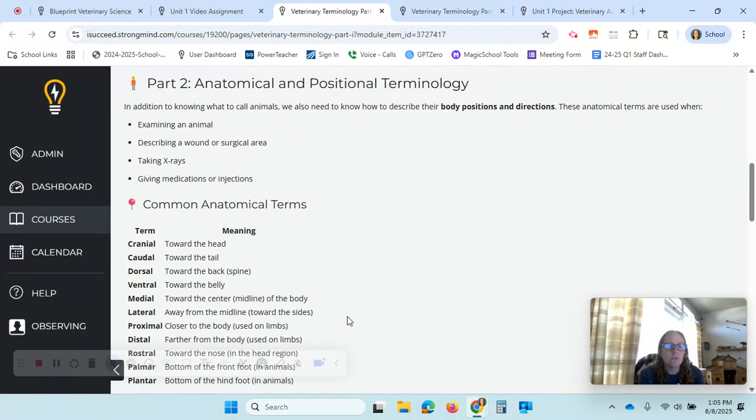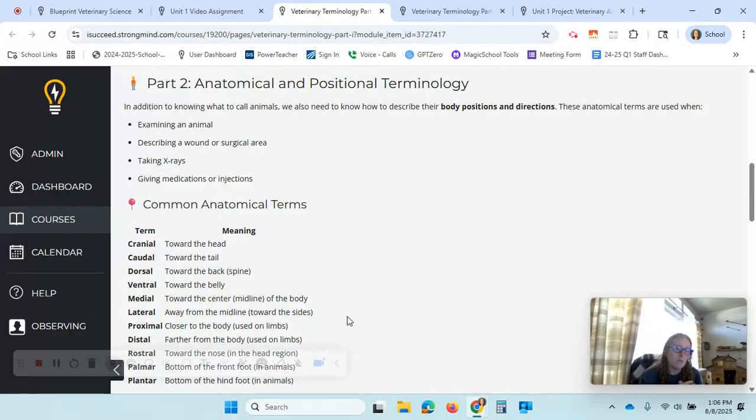Then we move into a little bit more specific body positions and directions. When you're doing things like ultrasounds, x-rays, procedures, your doctor is going to want the patient, the animal, in a specific position. It's going to be the best to get whatever visual they're looking for of a certain organ, or it's going to be more comfortable for the pet. So these common anatomical terms are, like I said, kind of universal.